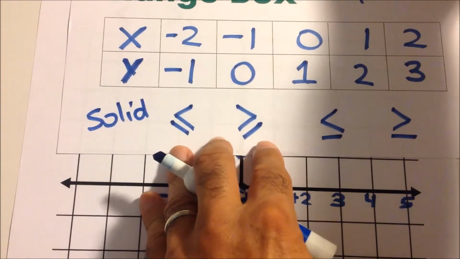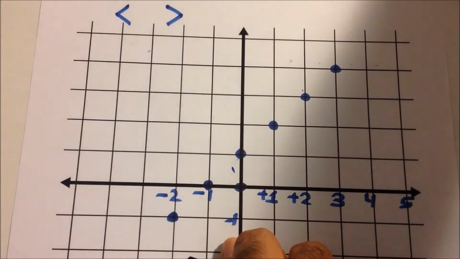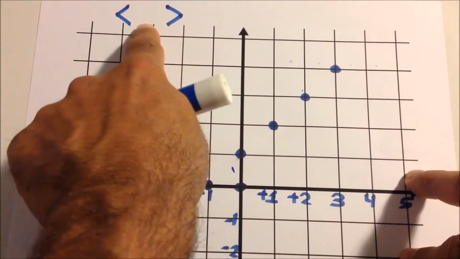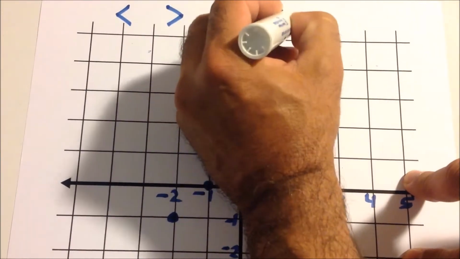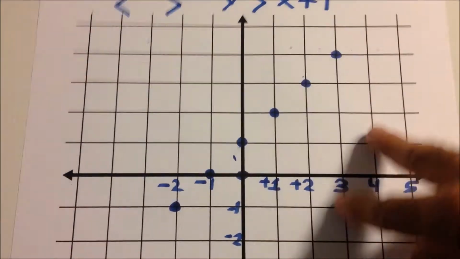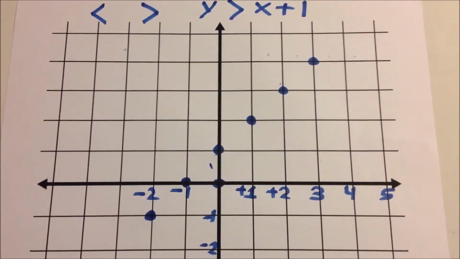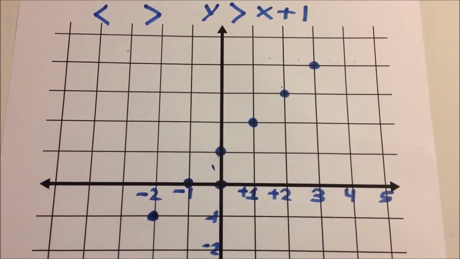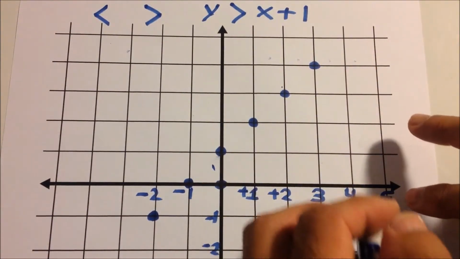Solid line. And we'll do one with a solid line. So again, we're seeing this type of inequality. Let me write the equation again. We're saying y is greater than x plus 1. Since it's that, it's a dotted line. Now, the next step. This dotted line is also called the boundary line.